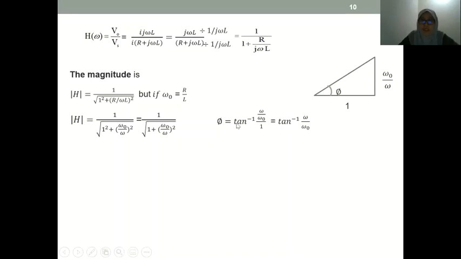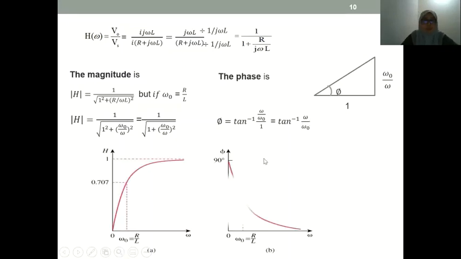Okay, so it's the inverse of tangent. Inverse of tangent. Okay, the imaginary part, the opposite, is omega divided by omega naught, divided by the behind angle, because we know tangent is opposite divided by adjacent. So omega divided by omega naught divided by 1, which is also equivalent to the inverse of tangent of omega divided by omega naught. Okay, so this is the phase.